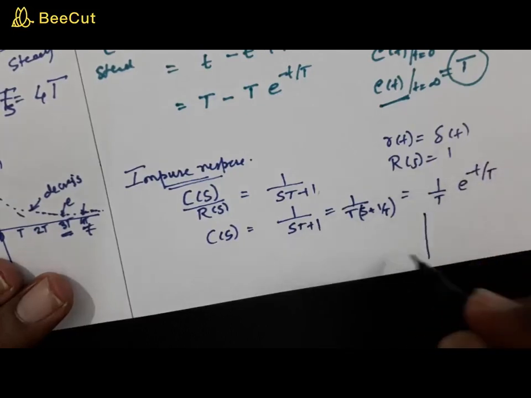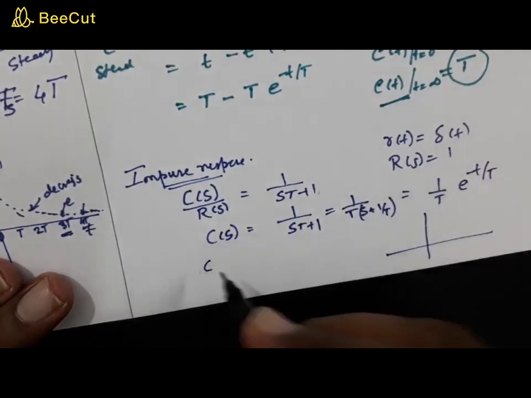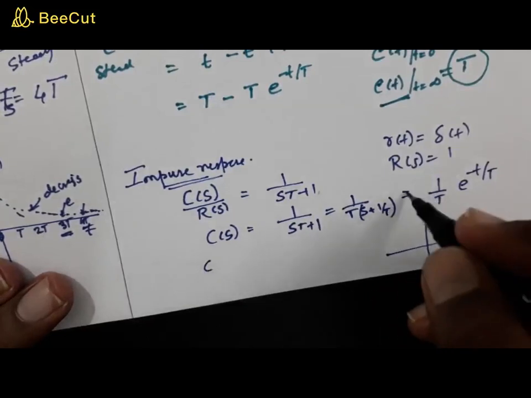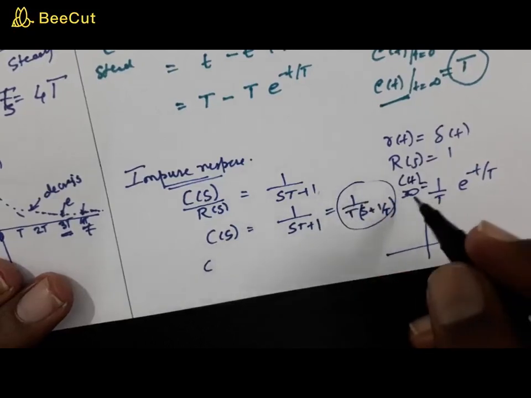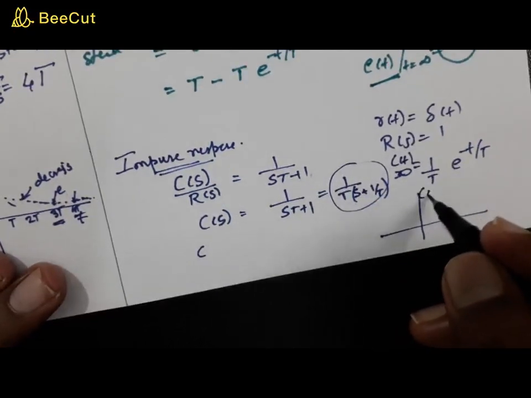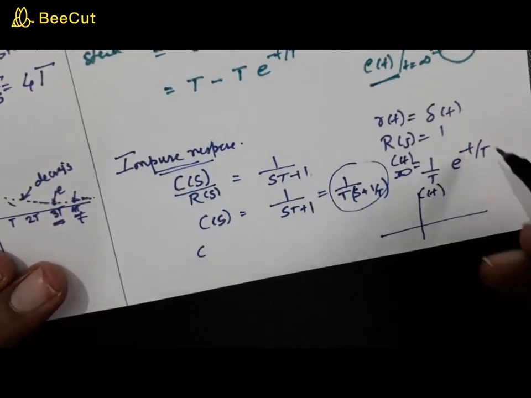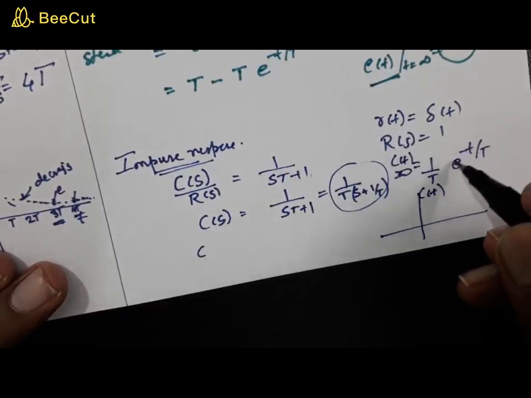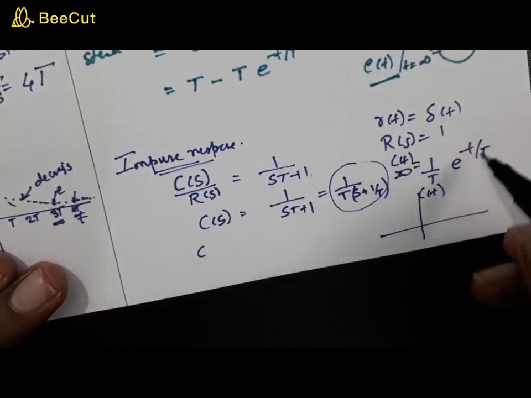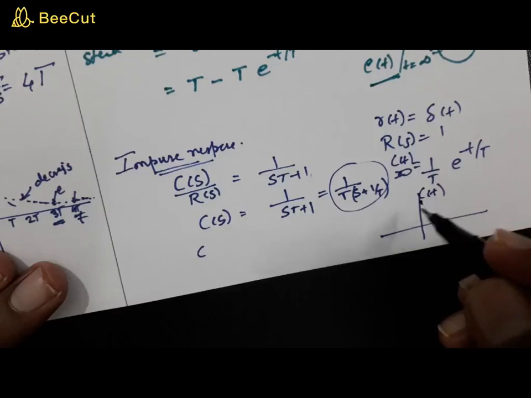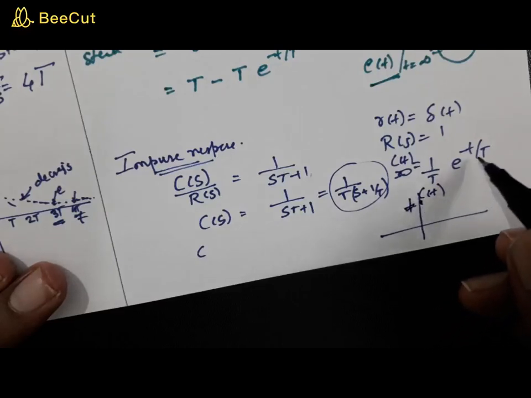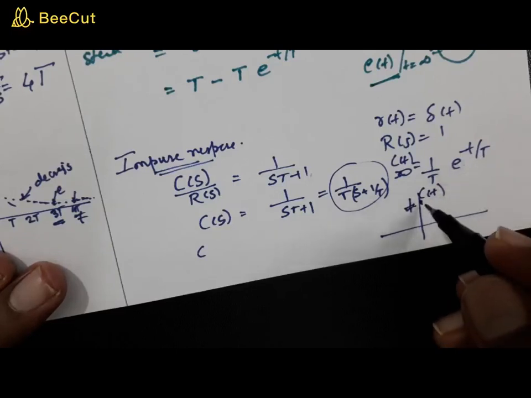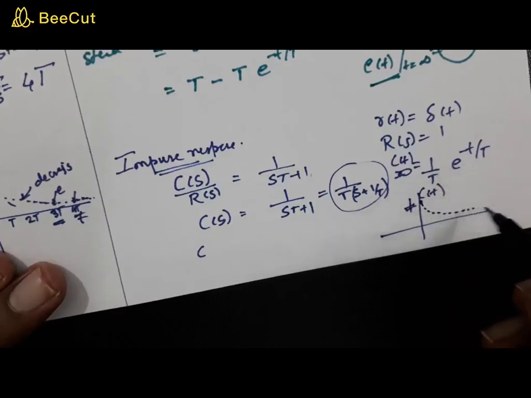So when you try to draw the graph, this will be your c of t, that is the inverse of this. When you take the inverse, you will get this as c of t. Marking the c of t at t is equal to 0, what happens? At t is equal to 0, the exponential is 1, right? So that means this has a maximum amplitude of 1 by T. And what happens at t is equal to infinity? That reduces to 0. So you'll get a graph like this.